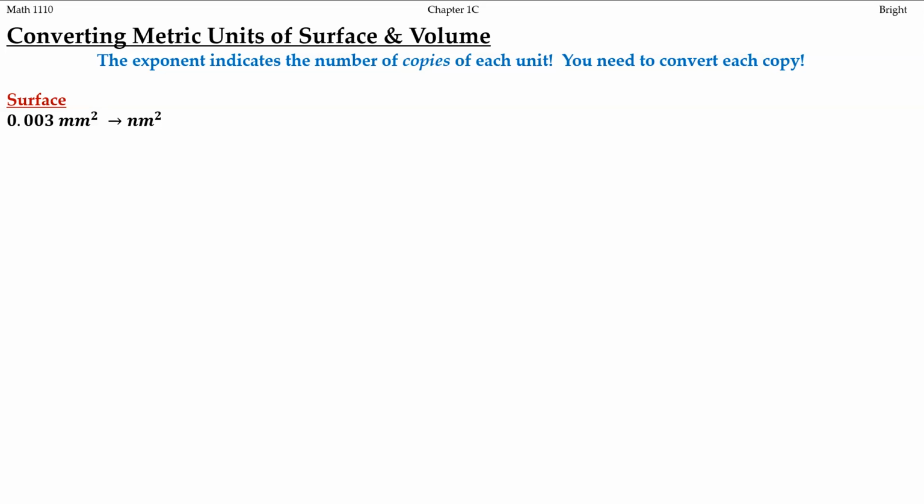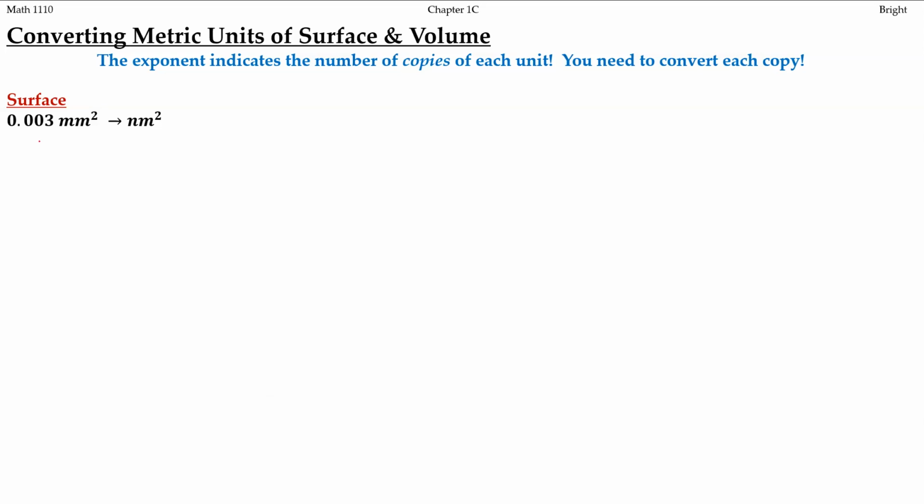Remember that we've seen exponents, and an exponent indicates the number of copies of each unit. So we need to make sure that when we're going through dimensional analysis, we convert each copy. We'll do a few examples and then I'll have you pause the video and try some on your own. First, we're given this example of 0.003 millimeters squared, and we want to convert it to nanometers squared.